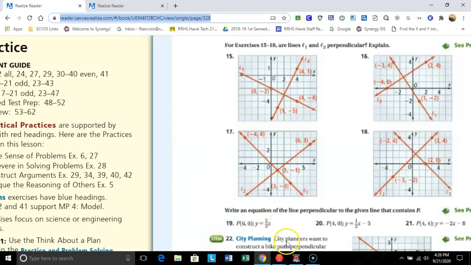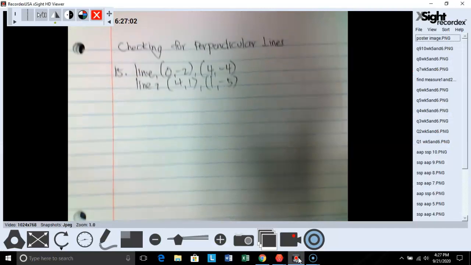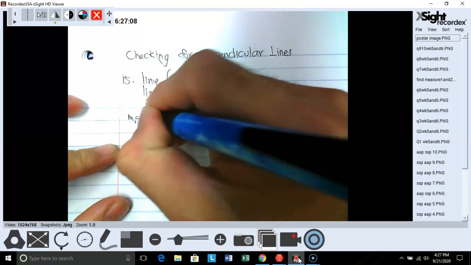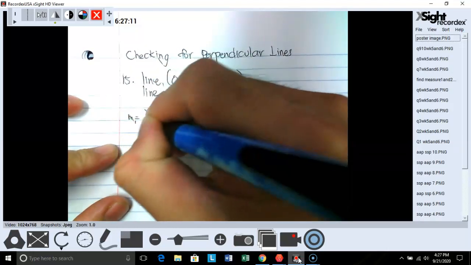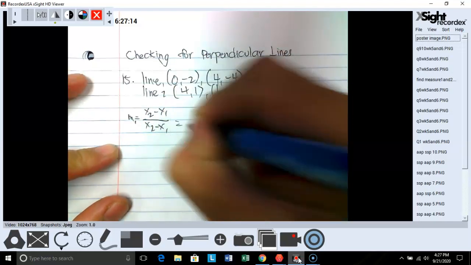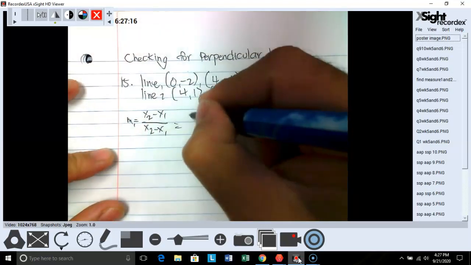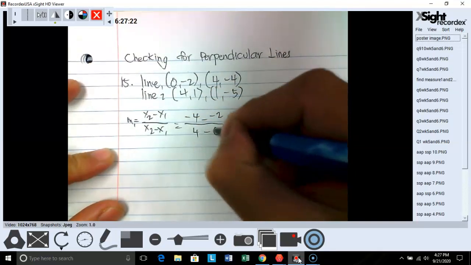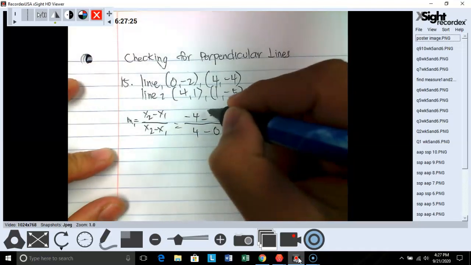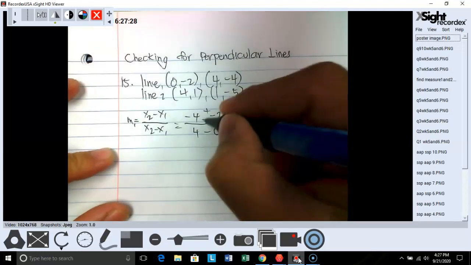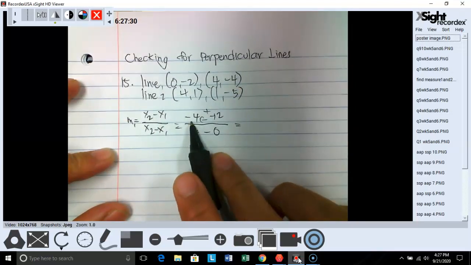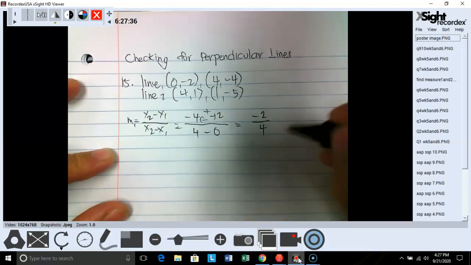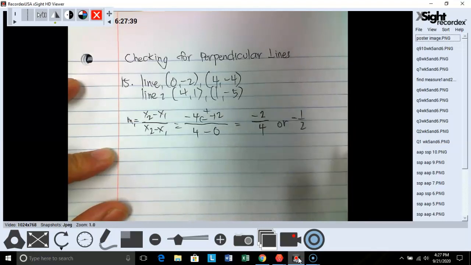Okay, so going back to our formula, don't forget to always remember the formula right here: y sub 2 minus y sub 1 all over x sub 2 minus x sub 1. So let's start with this one, -4 minus -2 all over 4 minus 0. So since this turns into positive, it becomes -4 plus 2, that's -2 over 4. 4 minus 0 is 4, or -1/2.